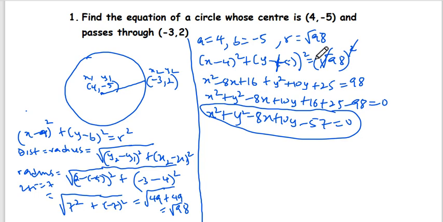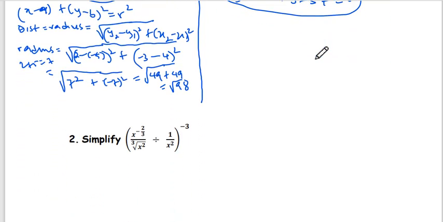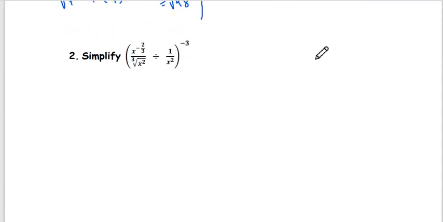So to the next question. The next question says simplify x raised to the power -2/3 over the cube root of x squared, divided by 1 over x squared, all raised to the power of -3. Let's break it down in this form.